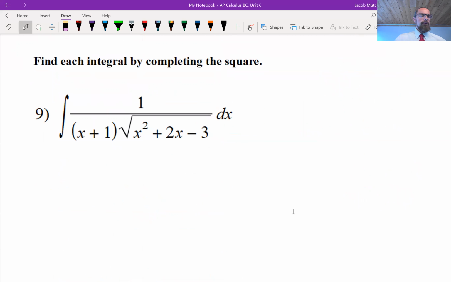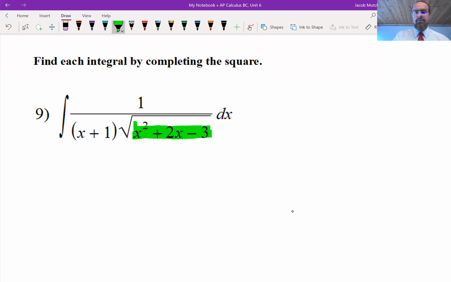Our third example here involves a radical in the denominator plus an extra term out front, x plus 1. I want to identify the part that I want to complete the square with, and that's again this quadratic, x squared plus 2x minus 3. So I want to take that to the side, and we'll complete the square. So x squared plus 2x minus 3.